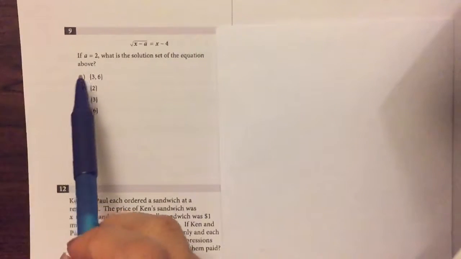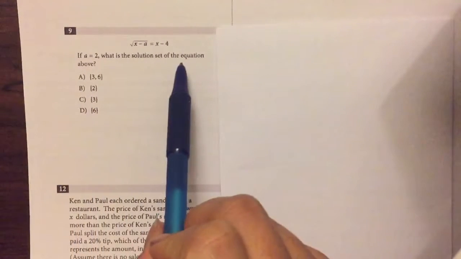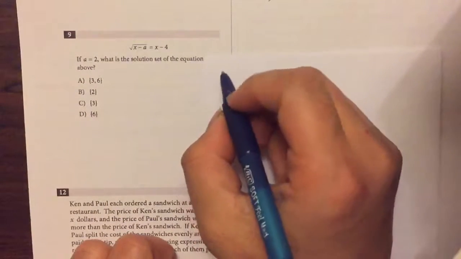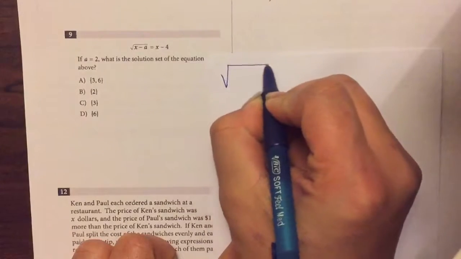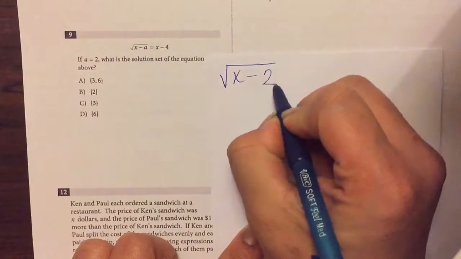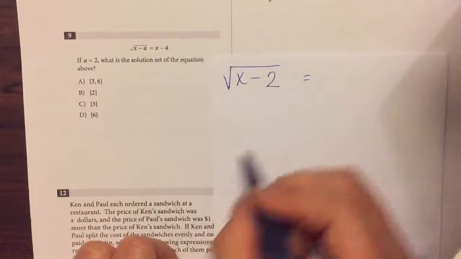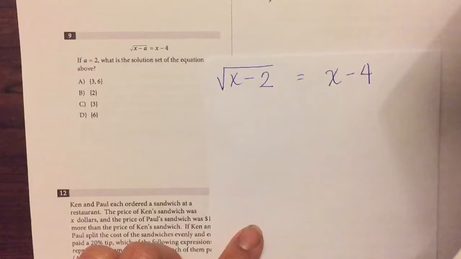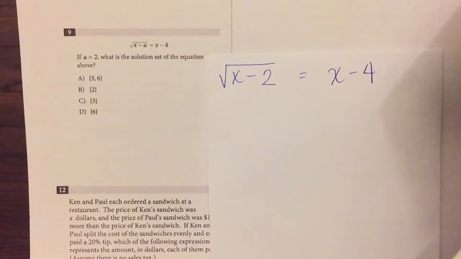Number 9. If a equals 2, what is the solution set of the equation above? Well, let's go ahead and plug that in. If a equals 2, so that would be x minus 2 on the left side. Right side has no a, so we'll just keep x minus 4. Alright, so let's go ahead and solve this here. We have x's on both sides, so let's go ahead and see what x would be equal to.